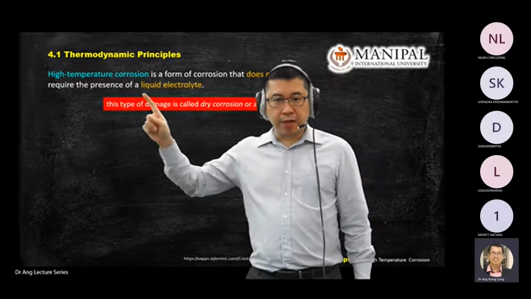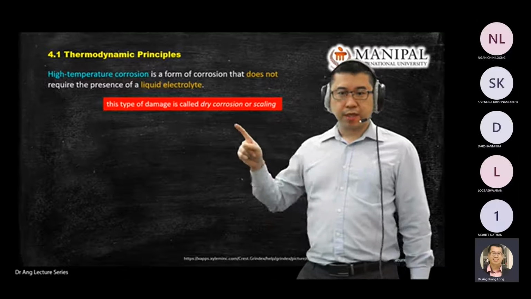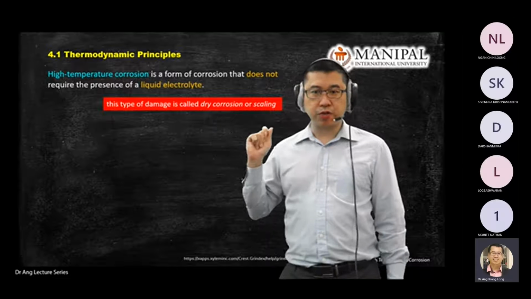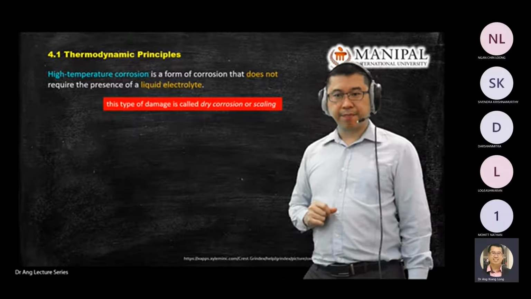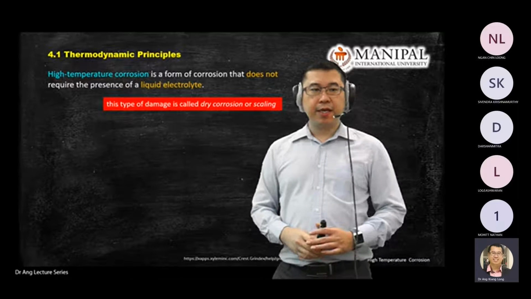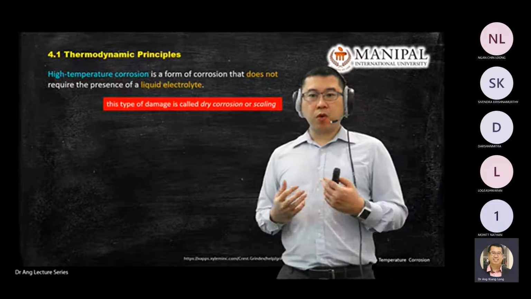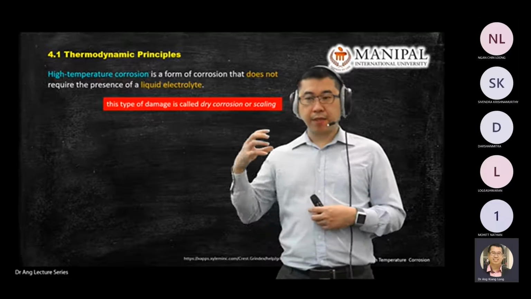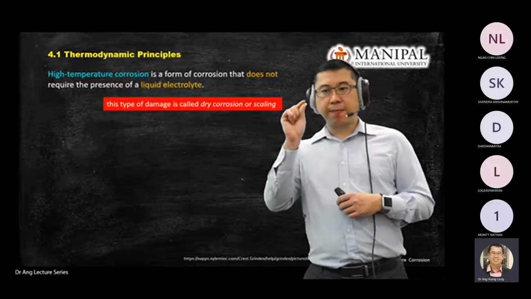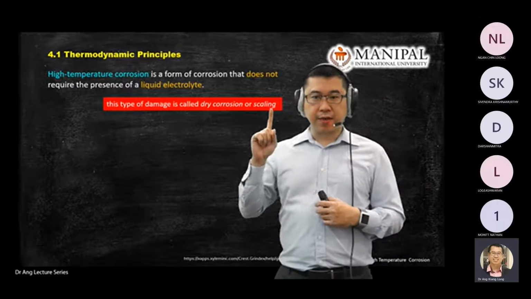This chapter, on high temperature corrosion, we can also call dry corrosion or scaling. So what is scaling? When you open up an old heater and look inside the copper tube, there will be something like a white powder on the wall of the copper. That is called scaling.